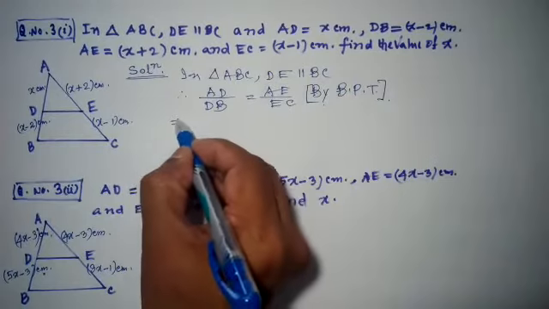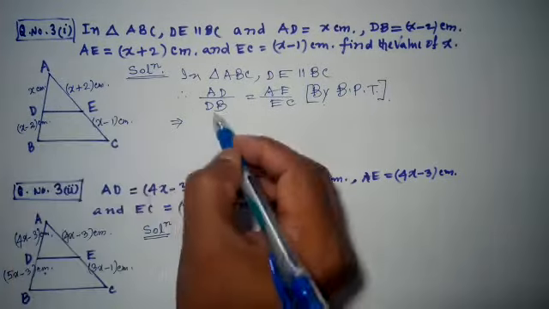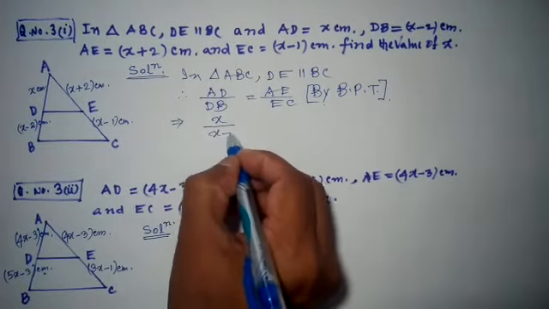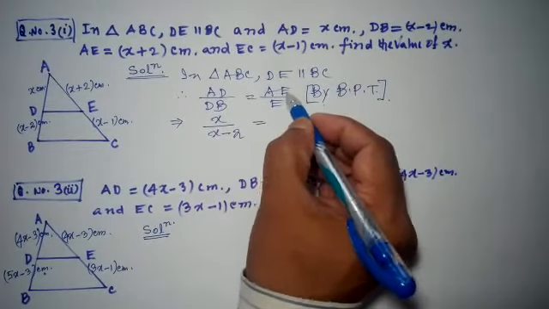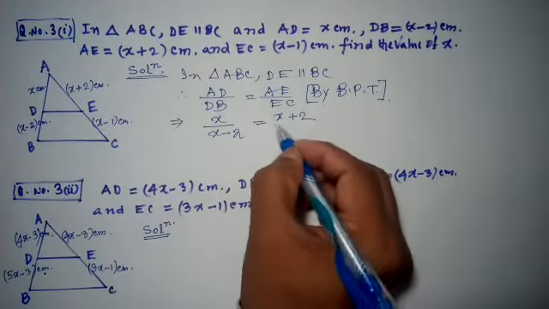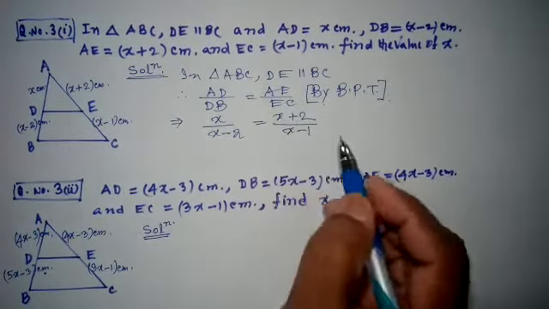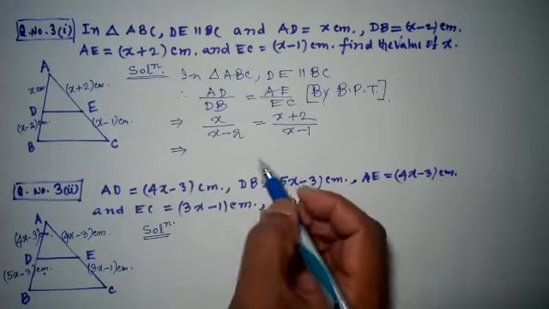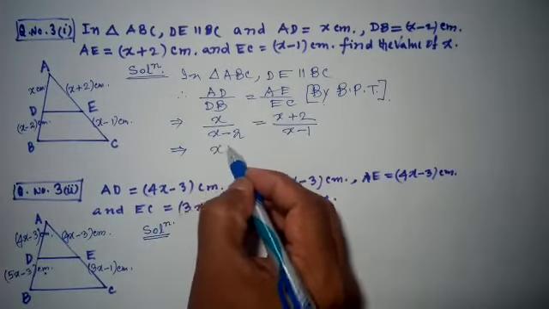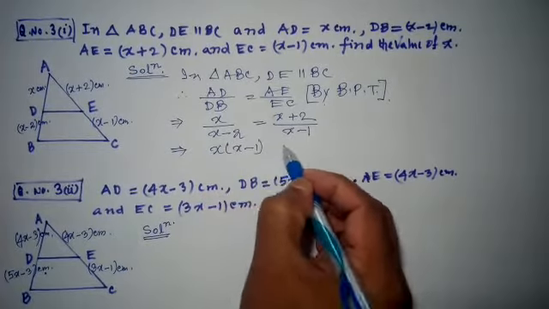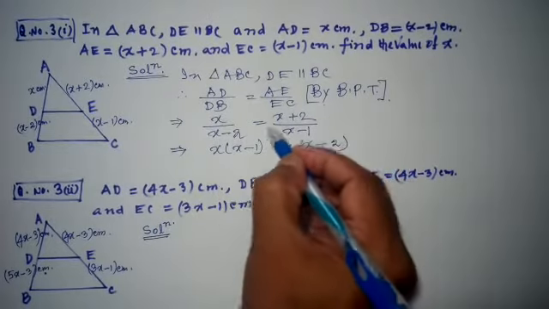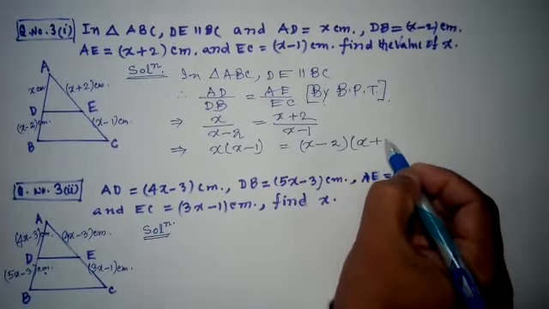Now we put the value of AD. What is it? It is x centimeter, so we just write x. DB is what? x minus 2. We write here x minus 2 is equal, write the value of AE, it is x plus 2, and value of EC is x minus 1, right here x minus 1. After then do the cross multiplication. So this side multiply x by x minus 1. So we can write here x into x minus 1 is equal, this side multiply x minus 2 into x plus 2.